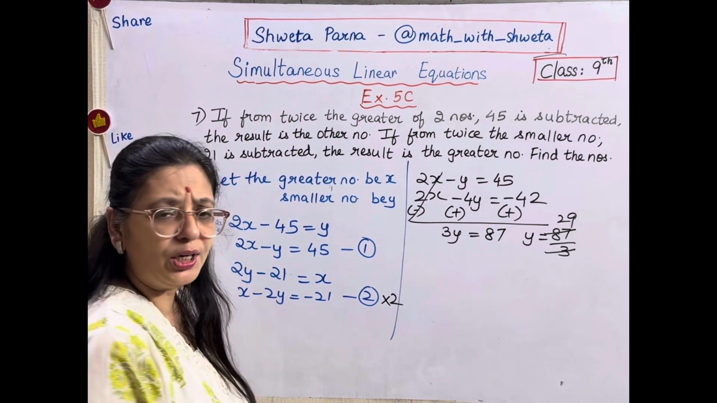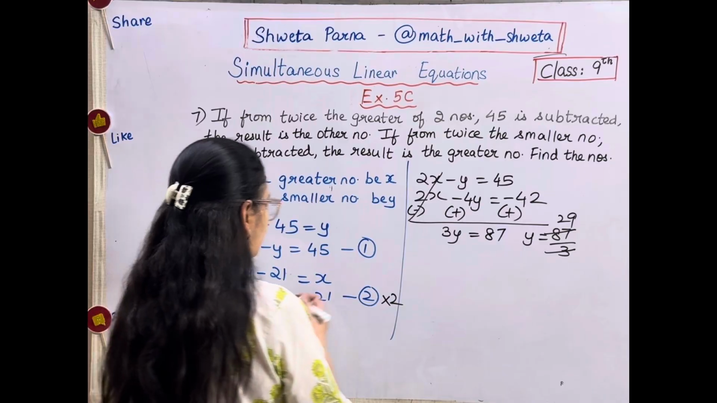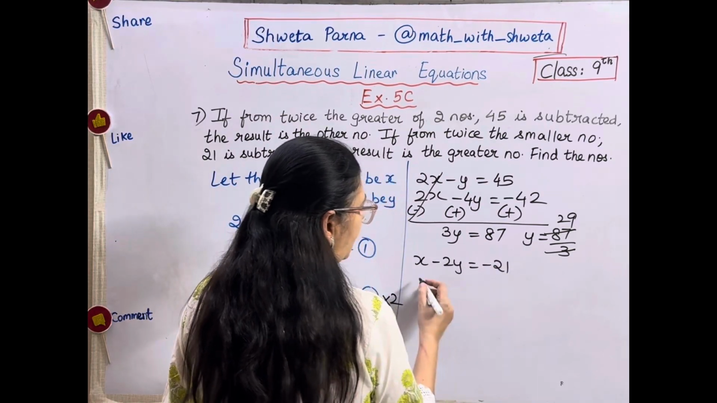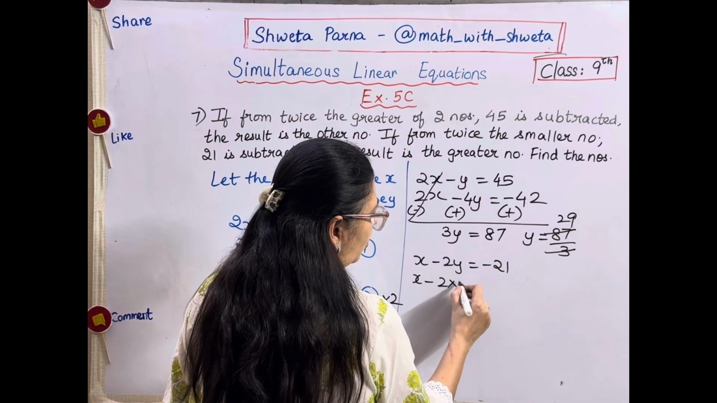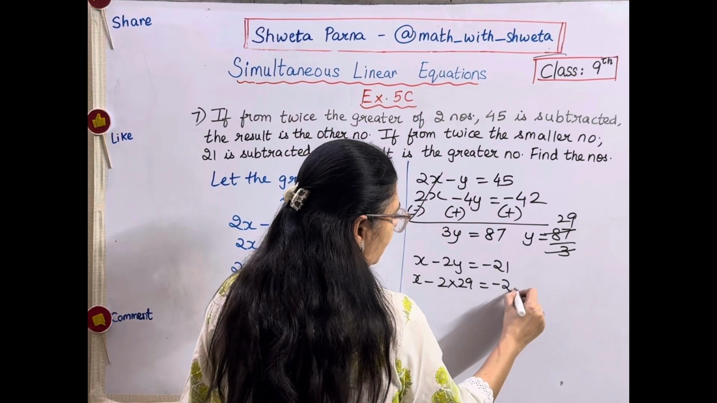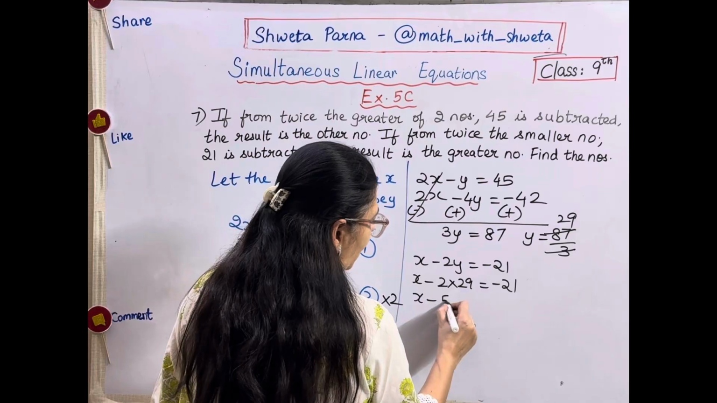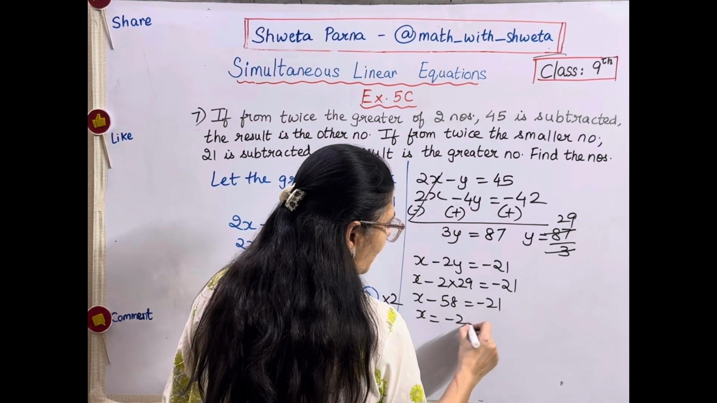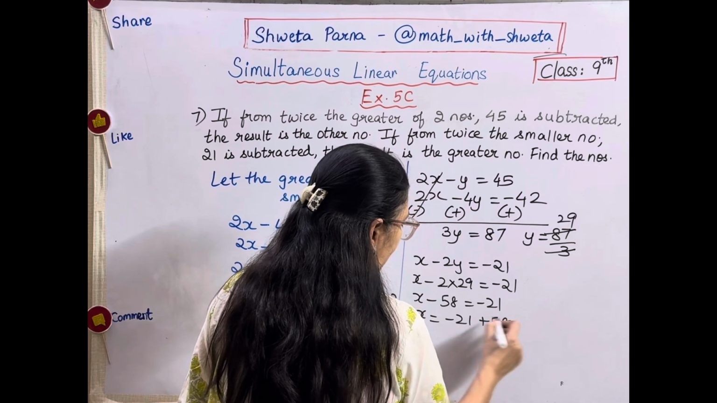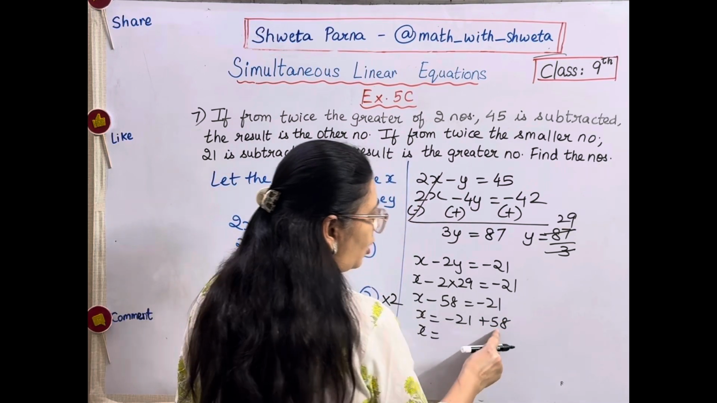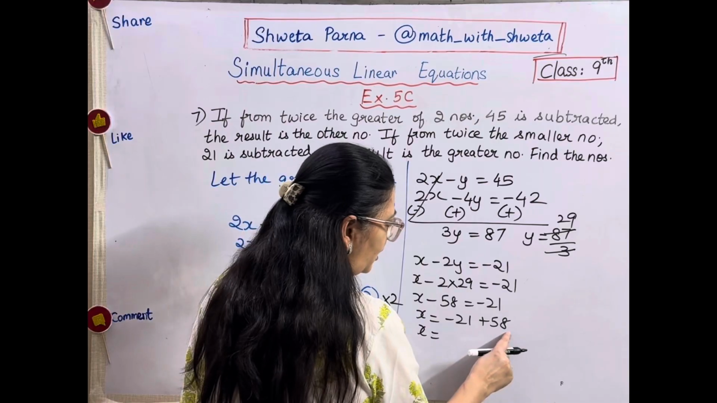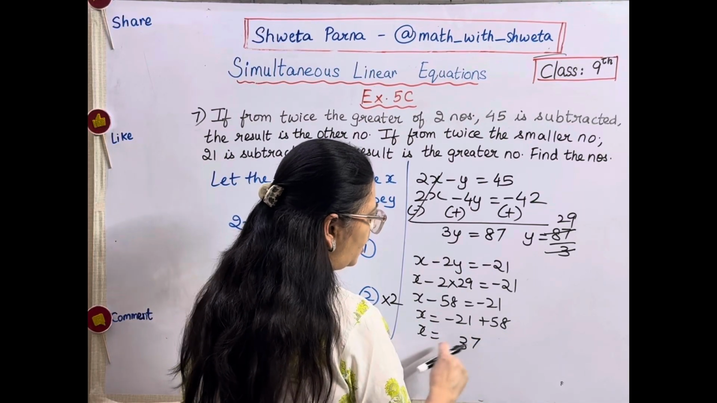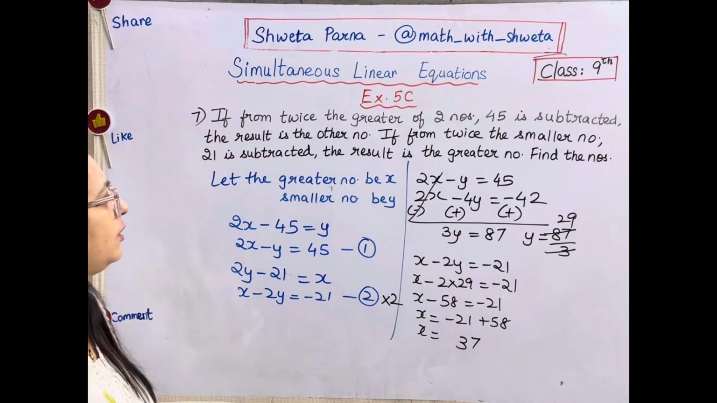Now, let's put it in any of the equation to get the value of x. So, x minus 2y is equal to minus 21. x minus 2 into 29 is equal to minus 21. x minus 58 is equal to minus 21. So, x is equal to minus 21 plus 58. So, x is equal to, now opposite sign, that means you will subtract it. 8 minus 1, 7, 5 minus 2, 3. And this is a bigger number. So, x is equal to 37.